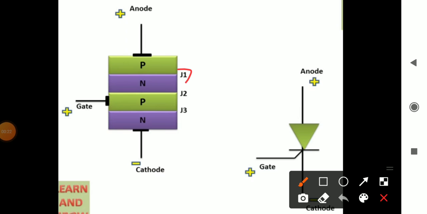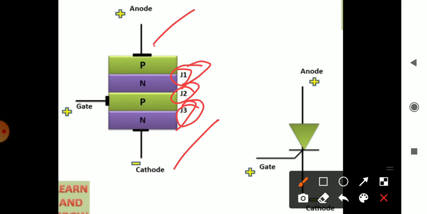It's a PN semiconductor and it is made up of 3 junctions J1, J2, J3 with 3 terminals: anode, this is cathode and this terminal is a gate, and this is a symbolic representation of a SCR. Why it is called a silicon controlled rectifier is because during its fabrication silicon is used. For that reason we are calling it a silicon controlled rectifier.